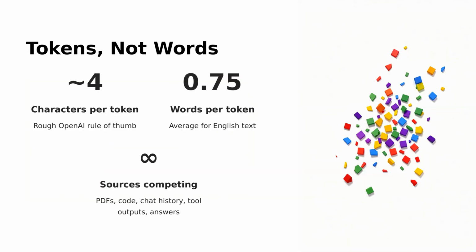room for the others. When we talk about context windows, we're really talking about tokens, not words. A useful rule of thumb is that one token is about 4 characters, or roughly 3/4 of a word in English. And those tokens get used by everything in the prompt, not just your question, but PDFs, code, chat history, tool outputs, and the model's own answers. So in practice, many different sources are all competing for the same limited space.